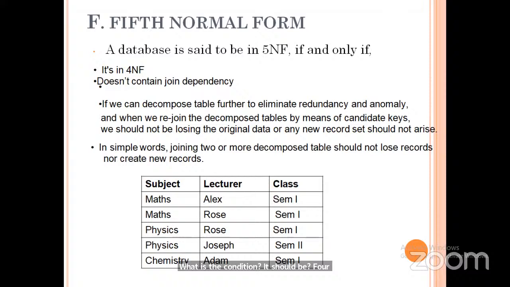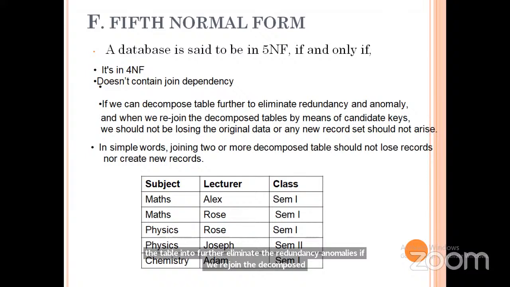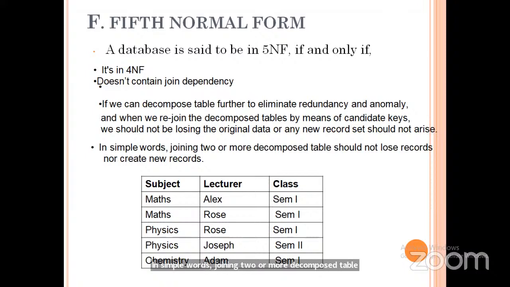5NF is satisfied when all the tables present in the DBMS are broken down into many more tables to ensure there is no redundancy. If we decompose the table to further eliminate redundancy anomalies and then rejoin the decomposed tables, we should not lose the original data or get any new record. In simple words, joining two or more decomposed tables should not lose records, nor create any new records. See here the example: subject, lecturer, class.